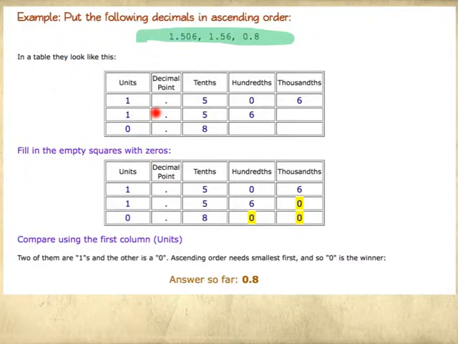I start with my 1, then my decimal point, my tenths, which in this case is 5, my hundredths, which in this place is 0, and my thousandths, which in this place is 6. Then I'll do this one, so 1, decimal 5, 6. And then this one, so 0, decimal 8. Now I have some spaces here and I'm going to fill those in with zeros, as you can see here. Then I start on this column and compare. I've got 2 ones and a 0. Ascending order needs the smallest first, so 0 is the winner. My answer so far is 0, decimal 8. That will be the smallest number because it is the first one to have a smaller number on the left-hand side.